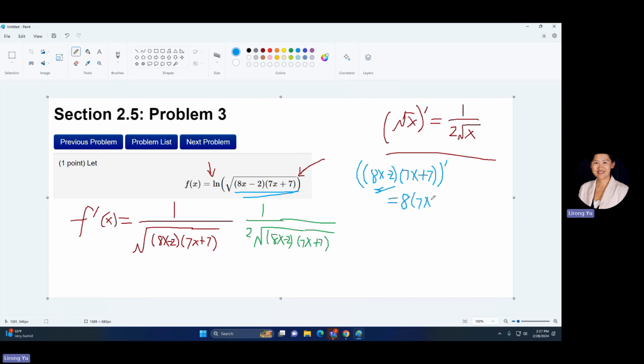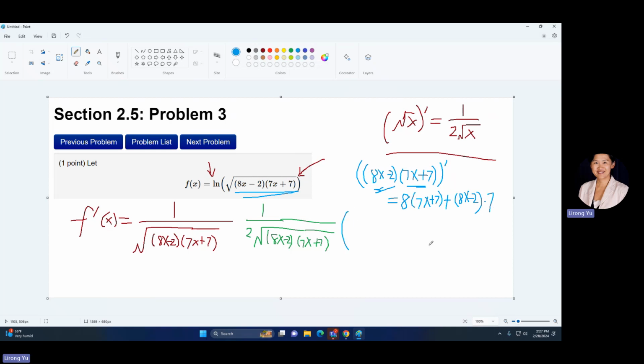Multiply the second part, right? Plus, you will keep the 8x minus 2. We're going to find the derivative of this part, that is 7. That's the derivative. Yeah, I tried plugging that in, but it didn't work for me.